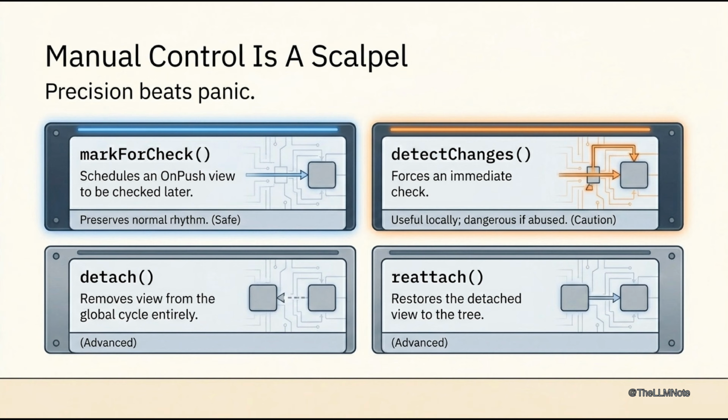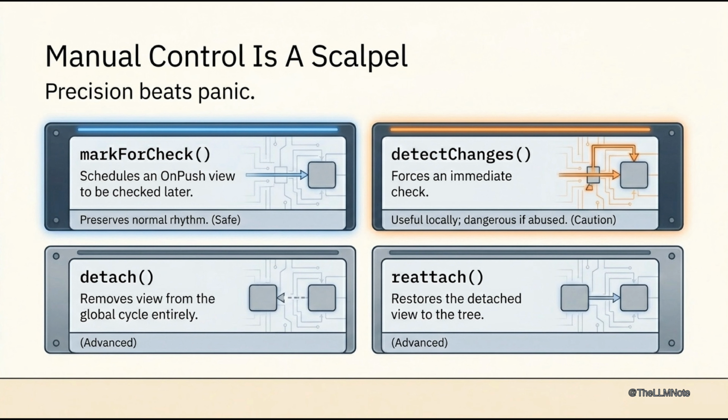detectChanges checks immediately and is useful for isolated local work, but it can be dangerous if abused and disrupts the cycle. detach can remove a view from the global cycle and reattach restores it. Precision beats panic and gives control back to the developer. Angular provides these tools for fine-grained management. Here's something most people overlook.